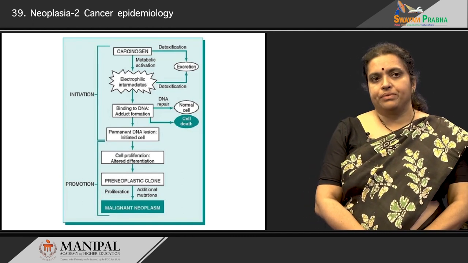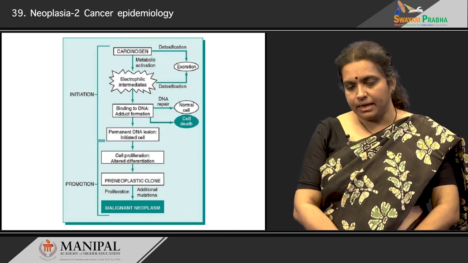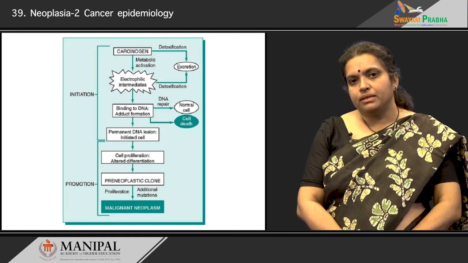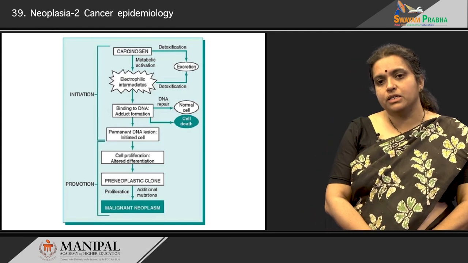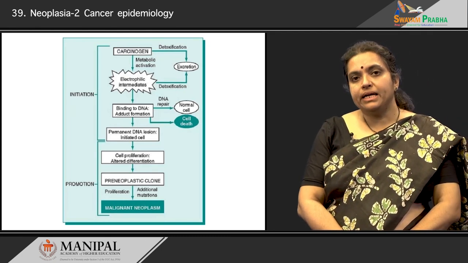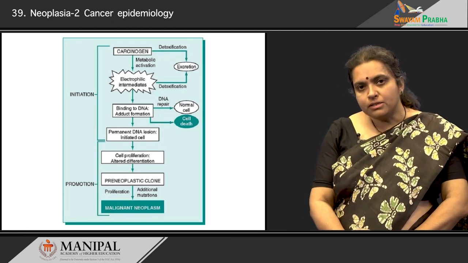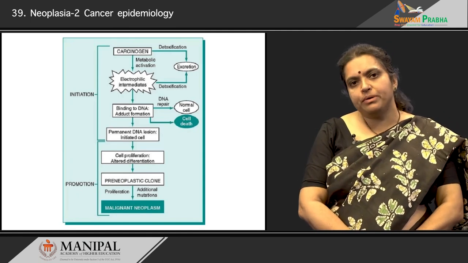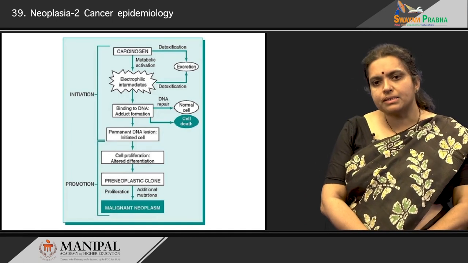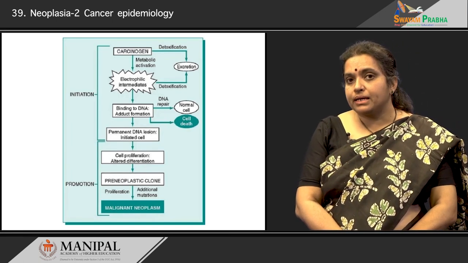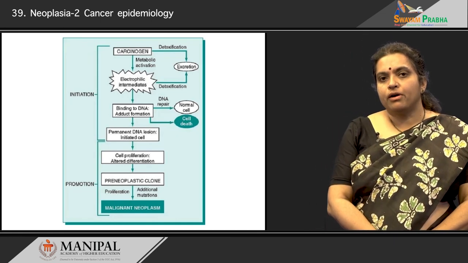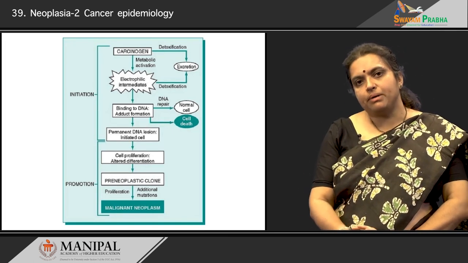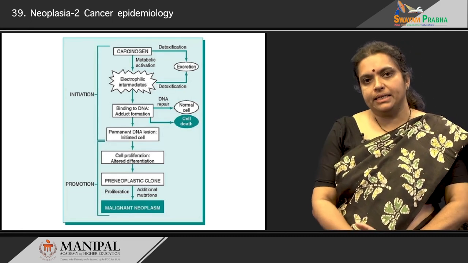Now, normally during our lifetime, all of us are exposed to a whole lot of carcinogens, but not all of us develop these cancers. So, why is that? Because normally the cell has a DNA repair mechanism which is constantly working and trying to repair all these DNA damages that could have been occurring due to initiation processes. Only when these DNA repair mechanisms are overwhelmed by a whole lot of chemical carcinogens does it fail, and then you have permanent DNA lesions that are passed on to daughter cells, forming ultimately the cancer cell.